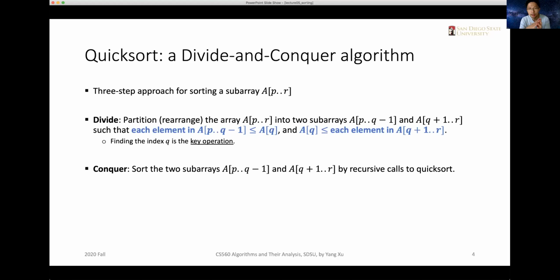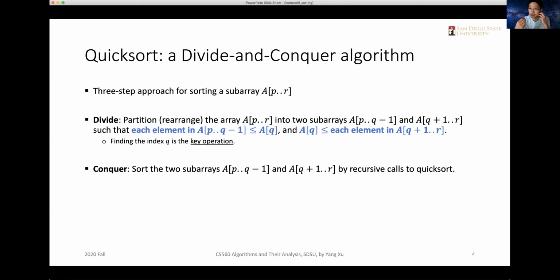Okay, and then the second step is to conquer. That is to sort the two sub-arrays, the first half from p to q minus 1, and the second half from q plus 1 to r, by recursively calling the quicksort algorithm. Okay, so this is where the recursive call happens. It is a divide and conquer approach.